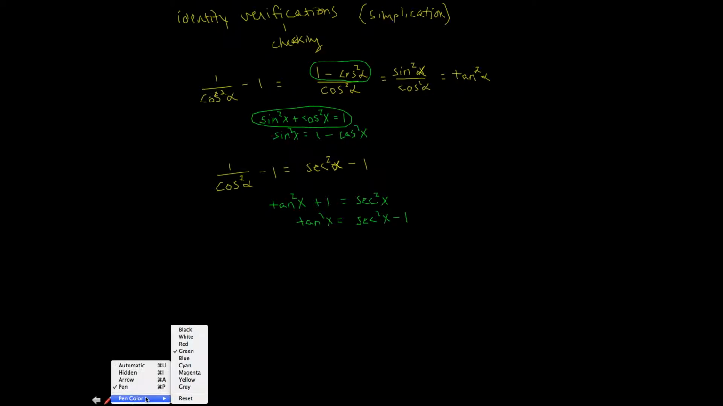Well, look what we have up above us. We have secant squared alpha minus 1. So what does secant squared alpha minus 1 equal? Well, it equals tangent squared alpha. So see, that's 2 different ways of getting to the same answer using 2 different identities. Okay? So you've got to be able to manipulate that.